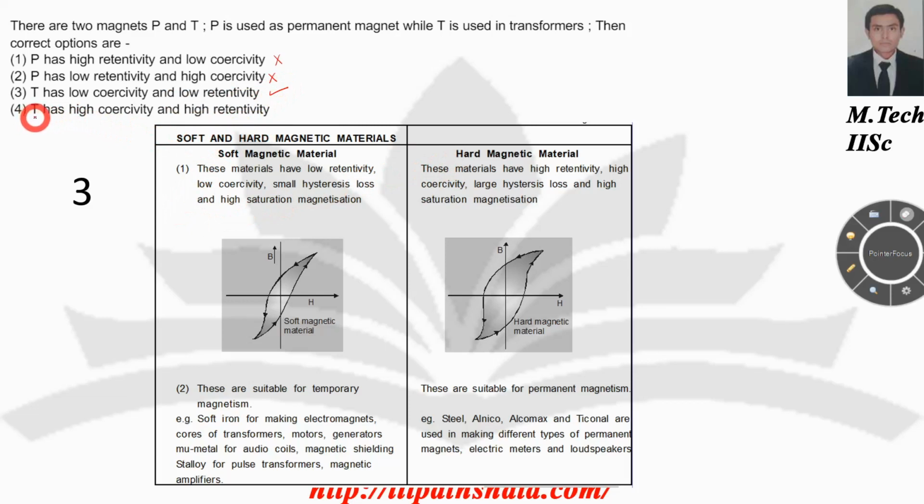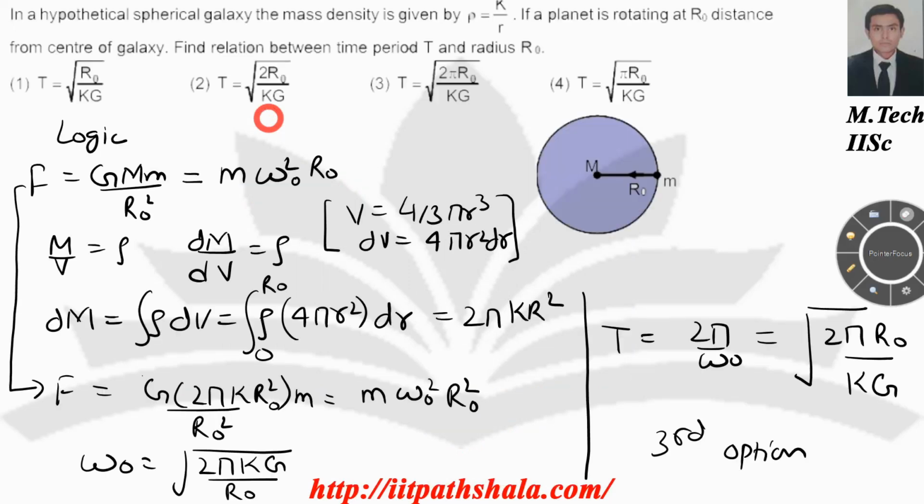The fourth option says T has high coercivity and high retentivity, which is incorrect because T is used in a transformer, and a transformer only employs soft magnetic material, which has low retentivity and low coercivity. So this is an incorrect option. Let us quickly move toward the second question.